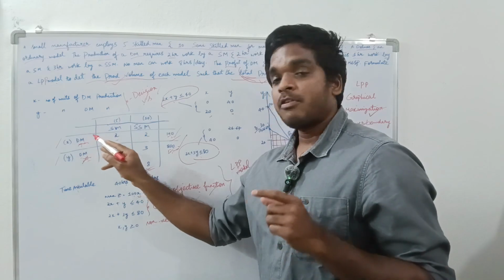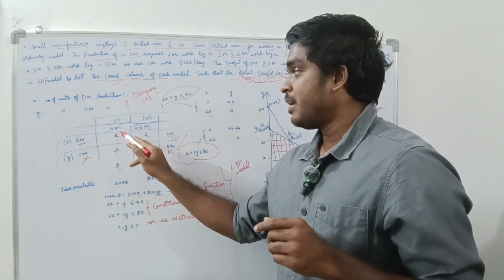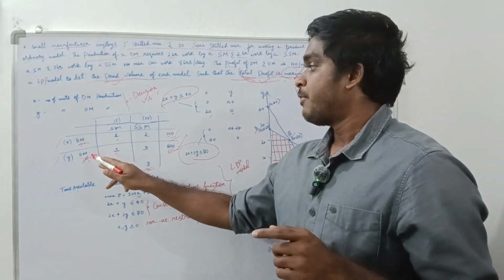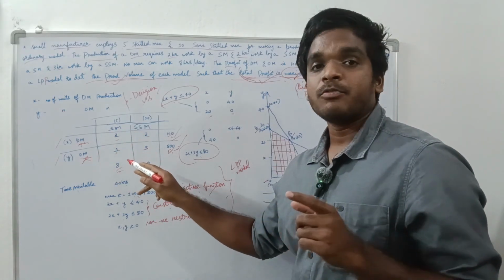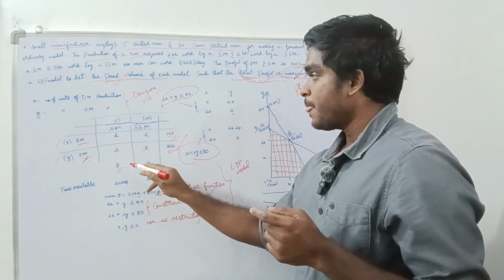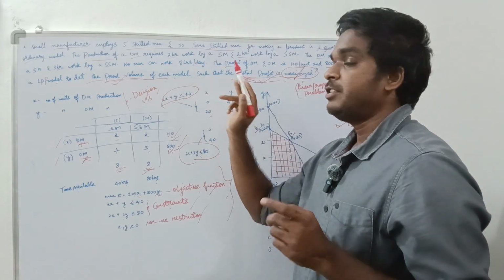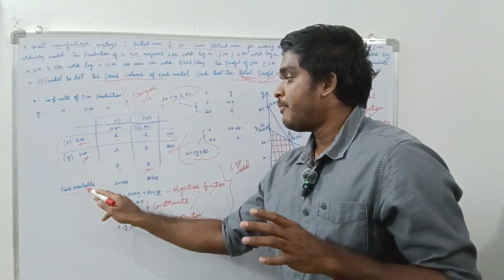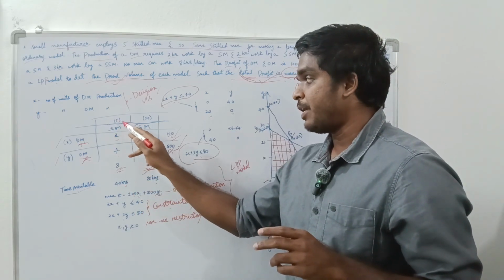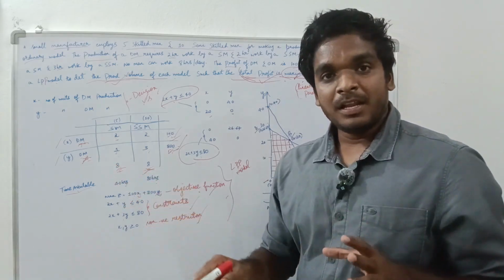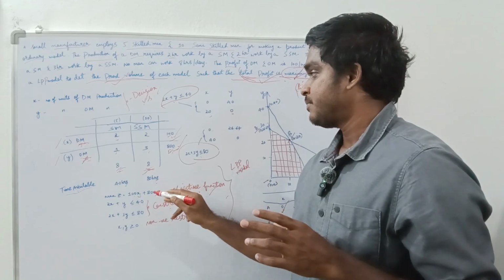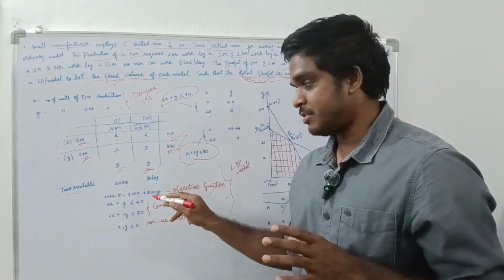For producing one unit of deluxe model, a skilled man has to work 2 hours and a semi-skilled man has to work 2 hours. For producing the ordinary model, a skilled man has to work 1 hour and a semi-skilled man has to work 3 hours. No man can work more than 8 hours per day, which means the total time available for 5 skilled men is 40 hours, 5 into 8. Similarly, the total time available for 10 semi-skilled men is 80 hours, 10 into 8.